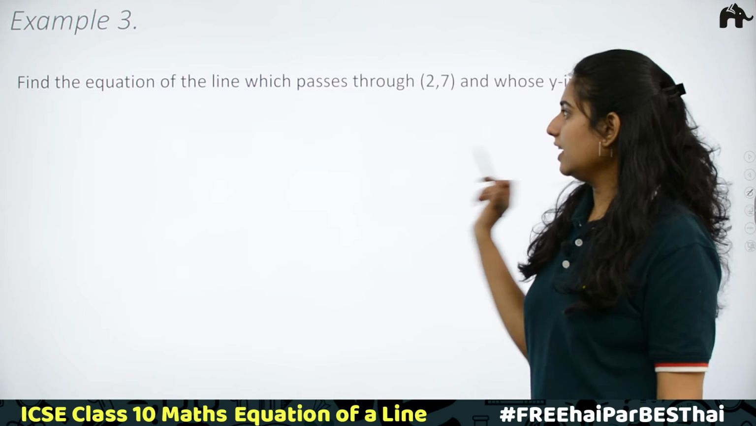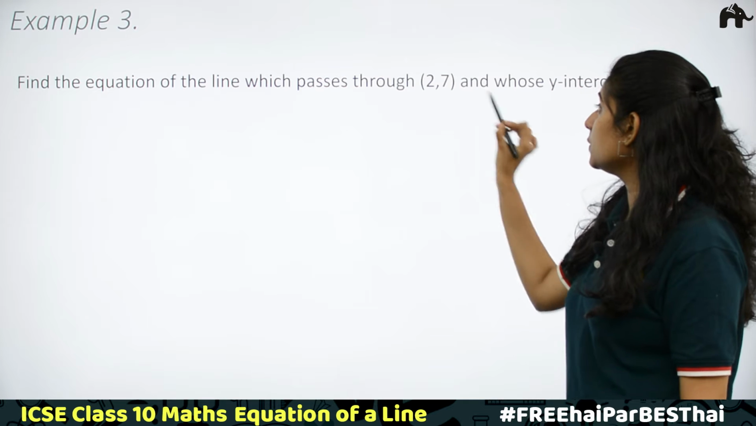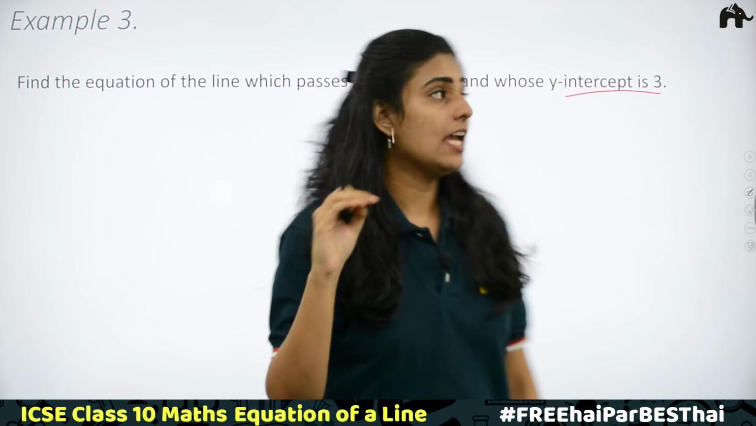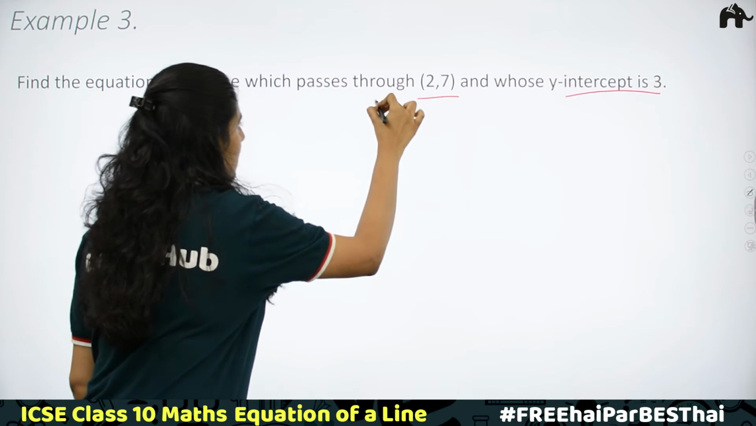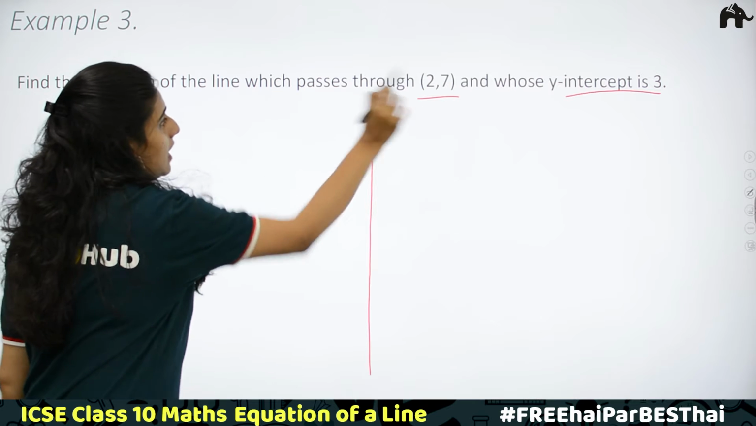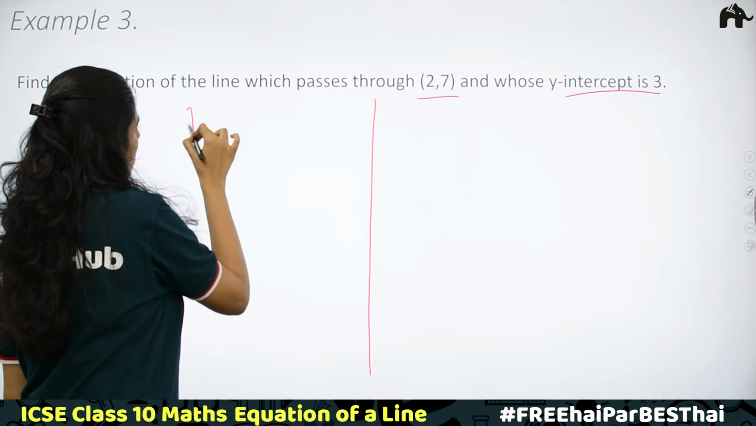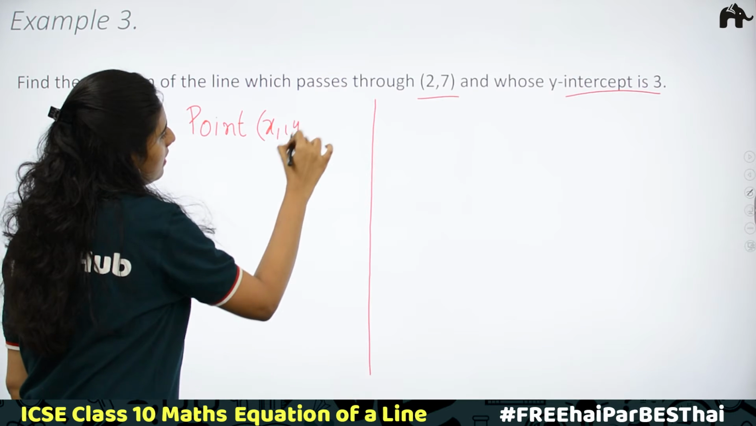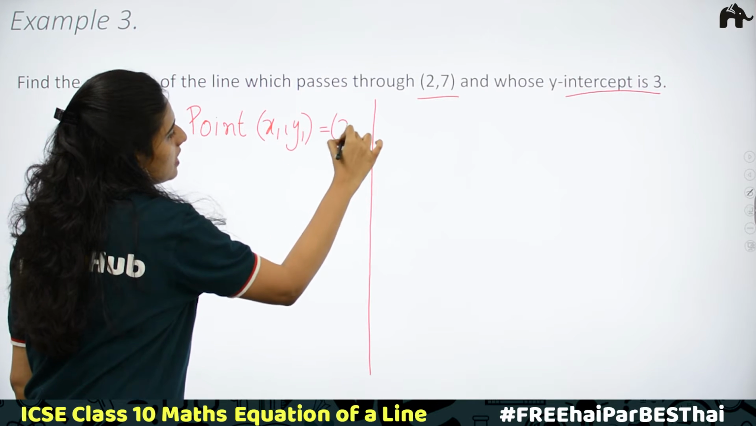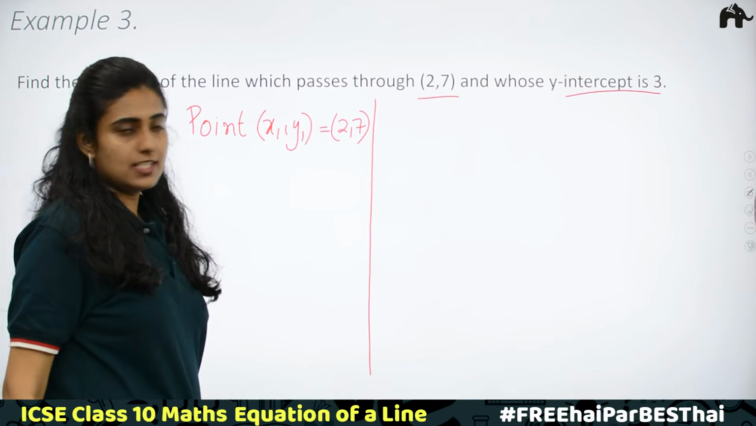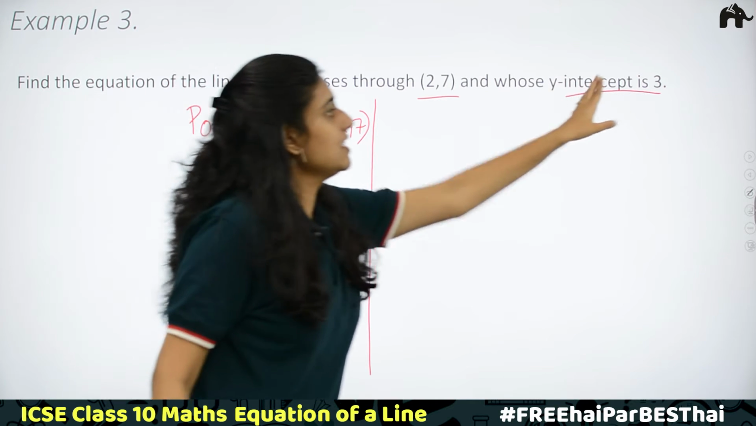Example 3. Find the equation of the line which passes through (2, 7) and whose y-intercept is 3. Here again, slope and inclination are not given. We need to find them. What is given? A point is given, the coordinates of a point. Let us take this as x1, y1. x1, y1 is equal to 2, 7. X coordinate is 2 and y coordinate is 7. What else? Y-intercept is given.